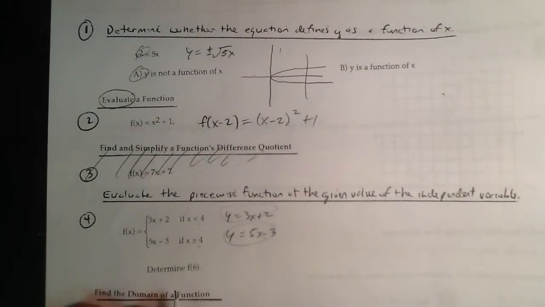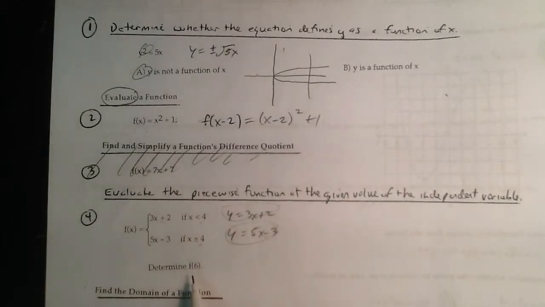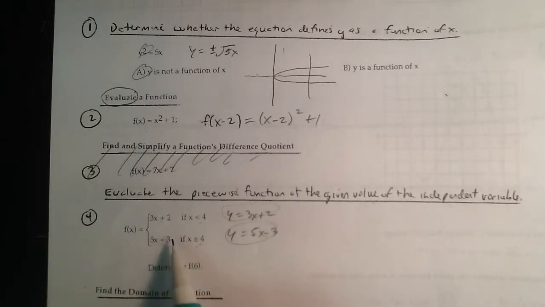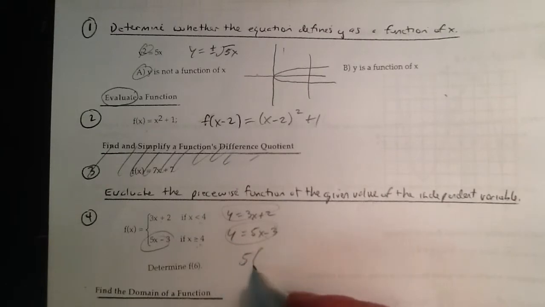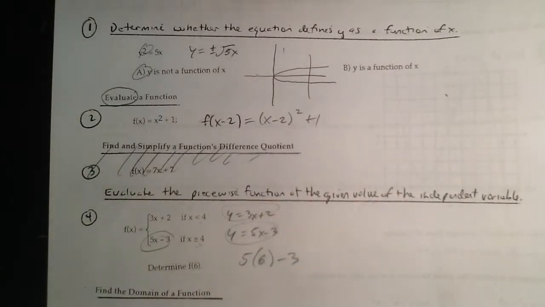Okay, now this asks something a little bit different. It says determine f of 6. So that means my x value is 6, which is certainly greater than or equal to 4. So what am I going to do? I'm going to take the 6 and I'm going to substitute it in here. 5 times 6 minus 3, and then that's going to give me the answer they're looking for.